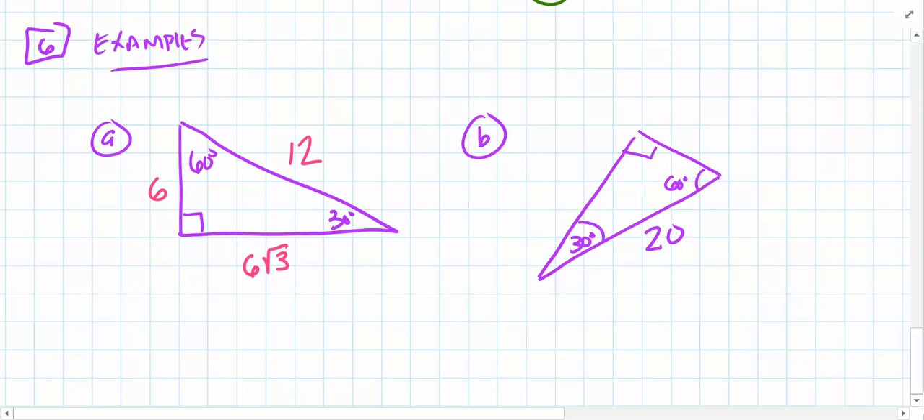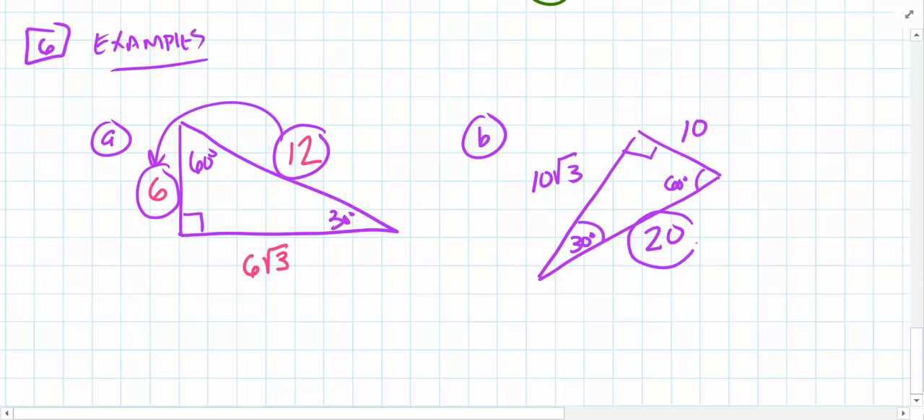The shortest side is 10. The short side has to be 10. Very good. And the other side has to be 10 rad 3. Very good. How did you get the shortest side? What's the relationship between the hypotenuse and the short side? It's half. But you never give us any of them. I did too, I gave you the 20.